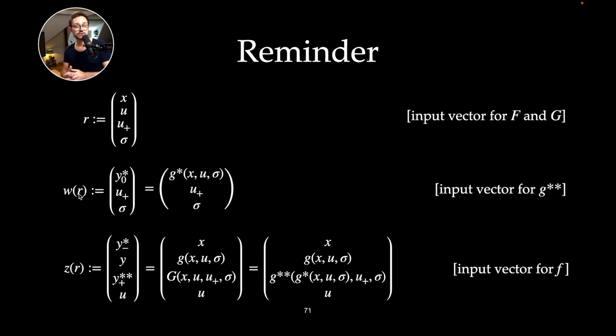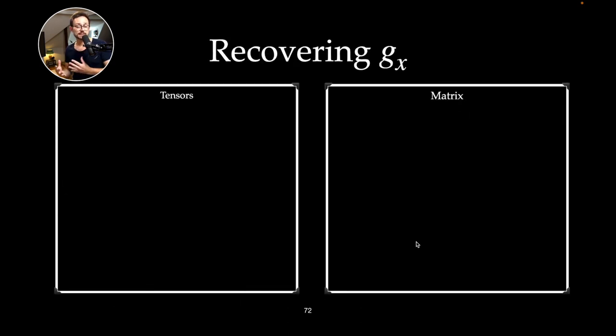So for gx, we start with taking the first order partial derivative with respect to x of w(r) and of z(r). So this will be g with respect to x, gx star. There is no x here and there is no x there. And for z, this would be just 1, or the identity matrix here. This would be gx, and this would be g double star x times g star x, and no other x here. So let me collect all those terms.